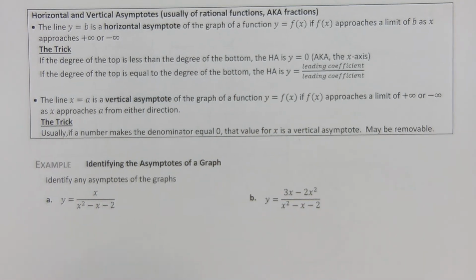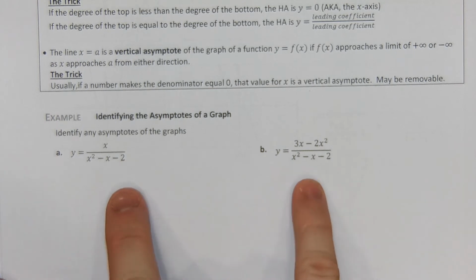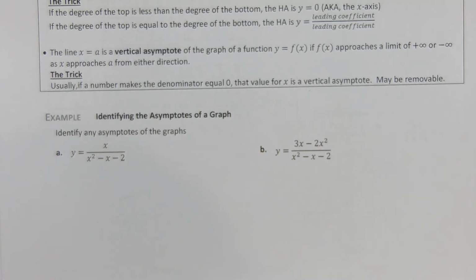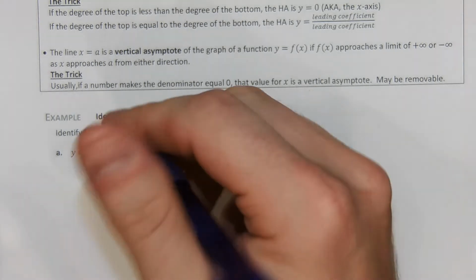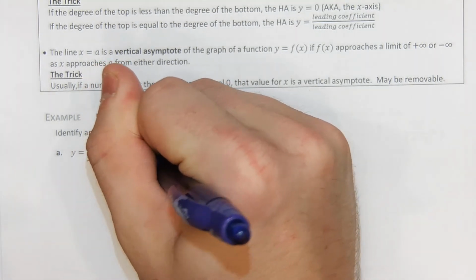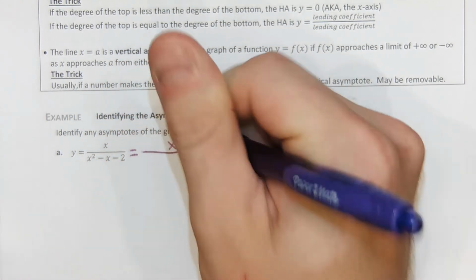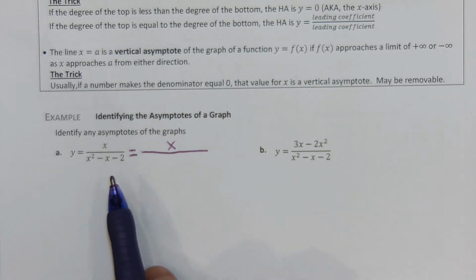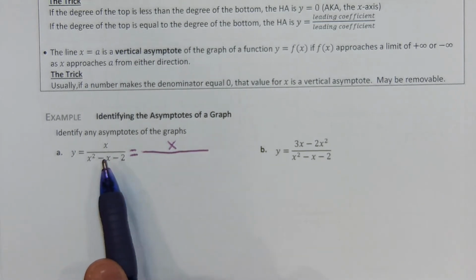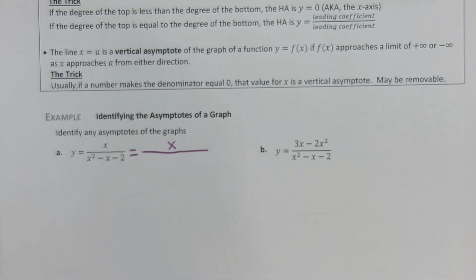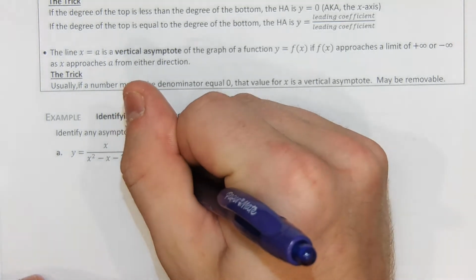Okay. Let's identify all of the asymptotes of these two rational functions. The way we're going to pull this off is by factoring anything that can factor. Where the numerator is just x, that's simple. Nothing going on there. But our denominator, we're looking for the two numbers that multiply to -2 and add to -1. Sounds to me like -2 and +1.